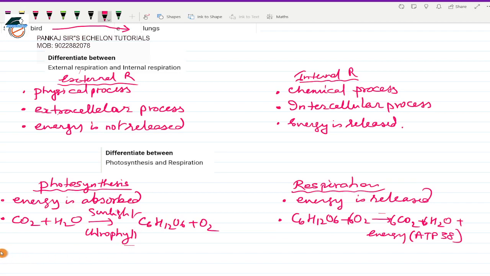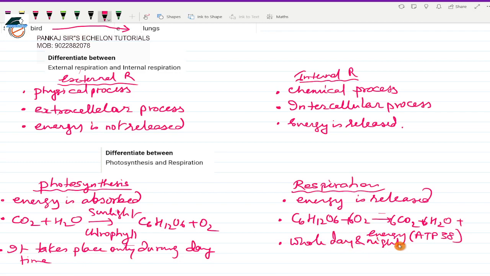The third is photosynthesis requires sunlight, and that is why it takes place only during daytime. And respiration, no restriction, whole day and night can take place.